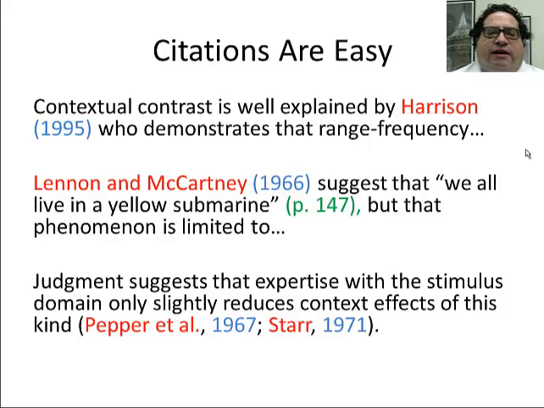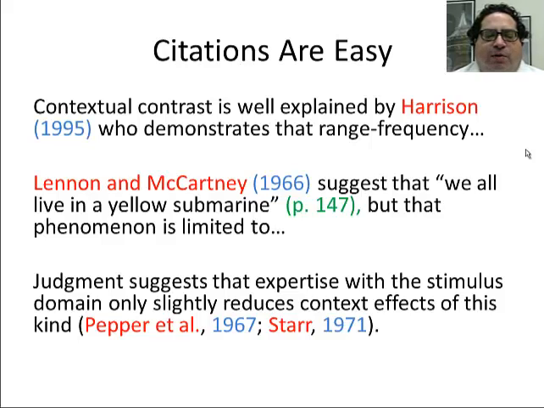Let's look at some examples. I'm going to read to you as if we're reading from a paper. So, contextual contrast is well explained by Harrison (1995), who demonstrates that range frequency. So here, Harrison is the author, 1995 is the date. In this example, the name Harrison is worked into the narrative. It's not in with the parentheses. Here we have two authors, Lennon and McCartney (1966), suggests that. We've got a little quote there. And APA says when you've got a quote, you've got to put the page number or the paragraph or indicate exactly where you got that information from.